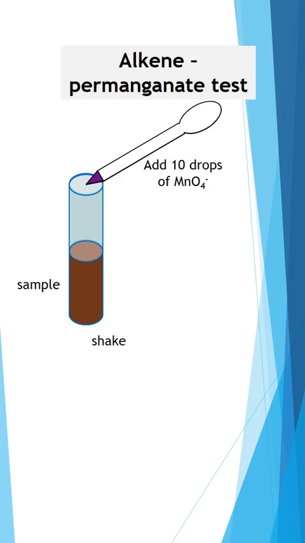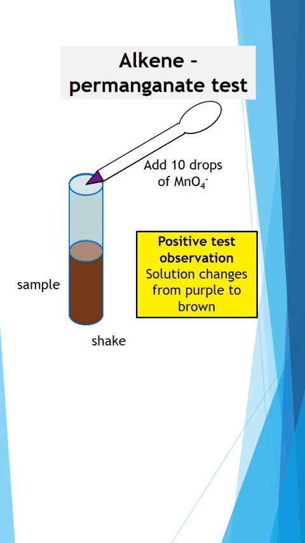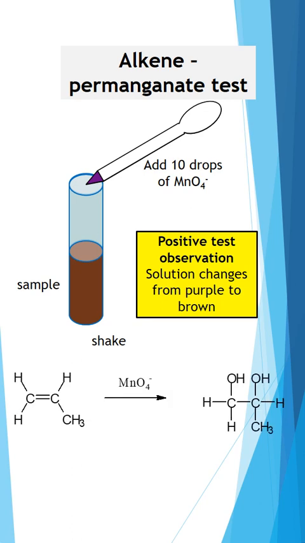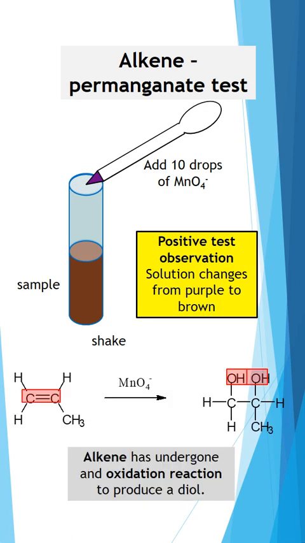If there is an alkene or a double bond, or an alkyne, a triple bond, present, if the molecule is unsaturated, the purple solution will turn brown. This is the positive test for unsaturation, or for a double or triple bond. What we can see here is that the alkene bond is turning into two OH groups, or an alkene is undergoing an oxidation reaction and becoming a diol.